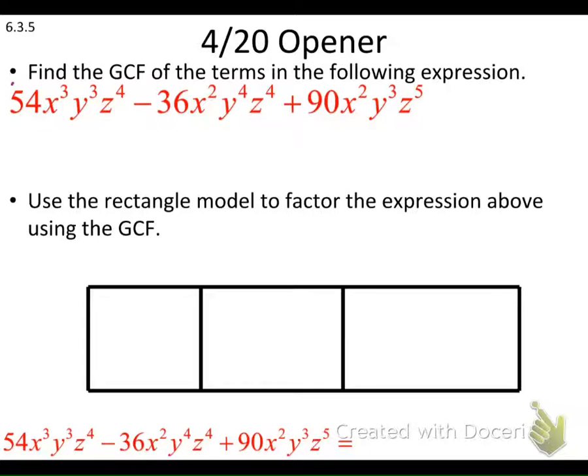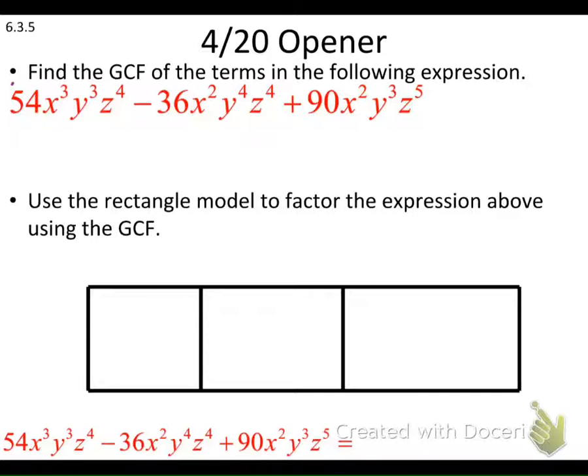Let's go ahead and start going over it, please. So we're finding the greatest common factor of the terms in the following expression, and then we're going to use that greatest common factor to complete our model and write our answer. All right? So let's start with 54.